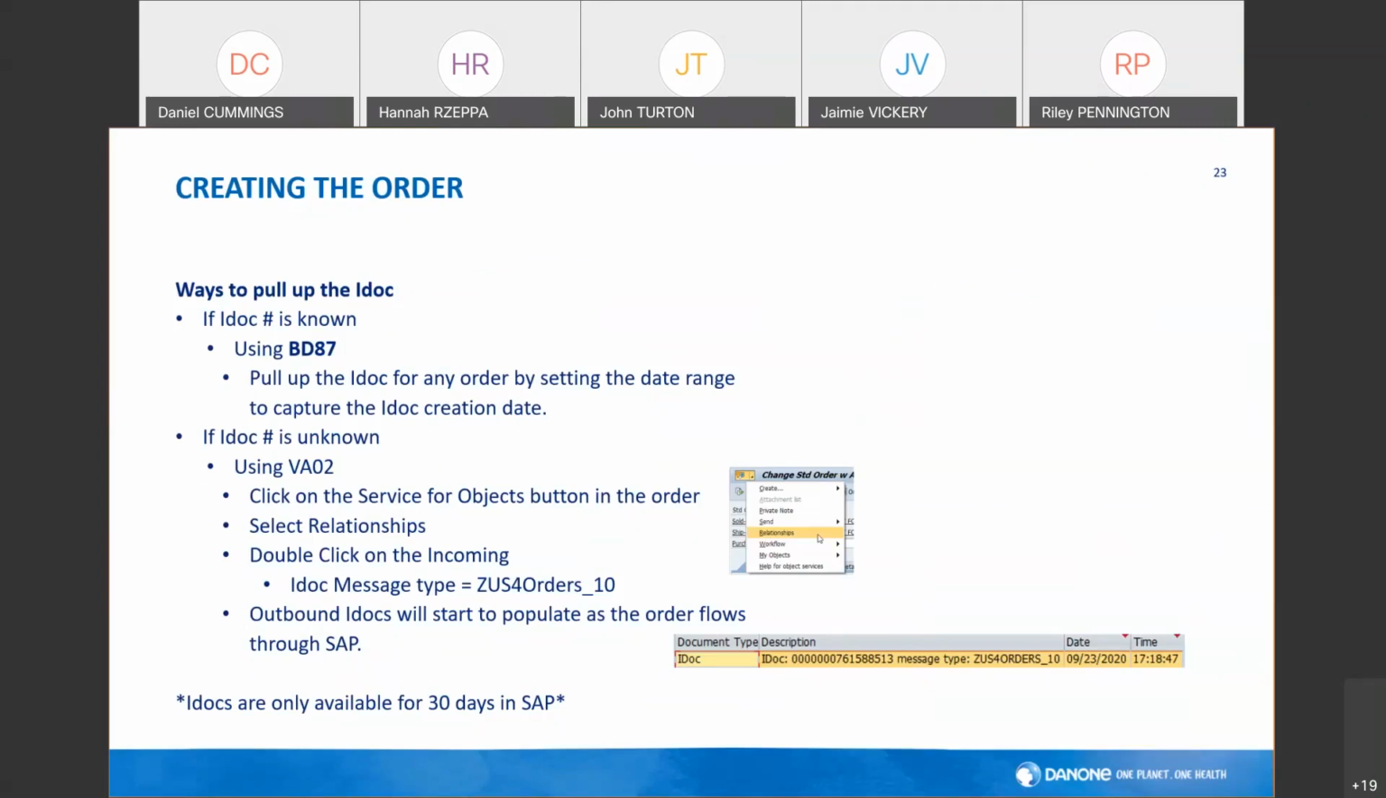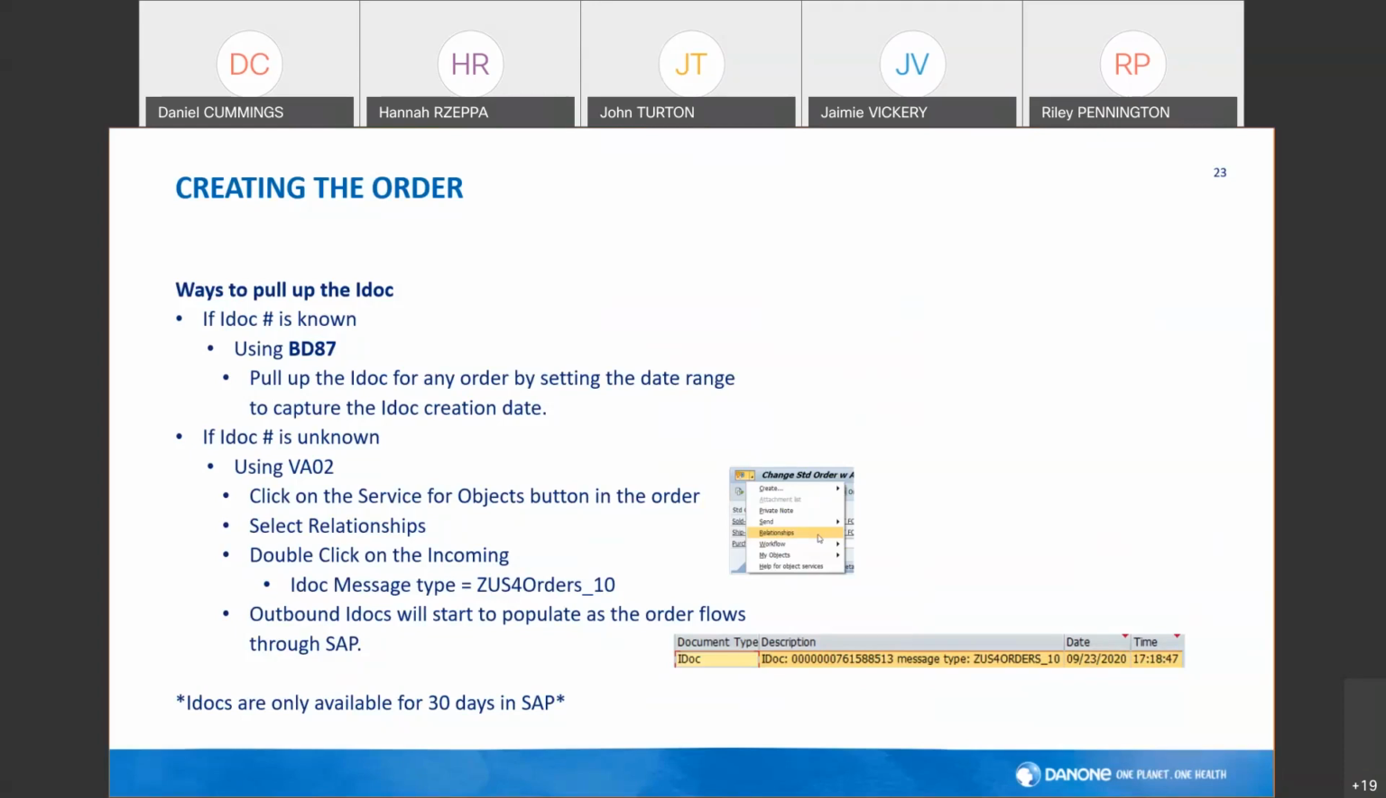If the IDOC number is unknown, which is more likely the case, in VA02, if you click on the Services for Object button on the top left, select Relationships, it's going to show you all of the EDI outputs that are associated with that order. So for the one I pulled here, it had just been created, so there weren't any outbound IDOCs that you could go in and look at. But what you do is you just double click on the IDOC button. It's going to show you what the IDOC number is there. So that's that 761 number.